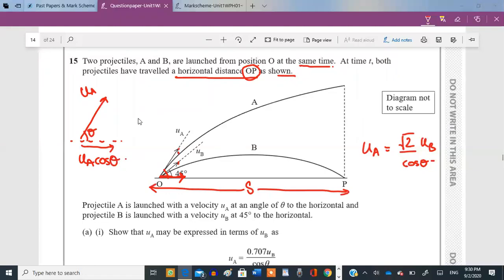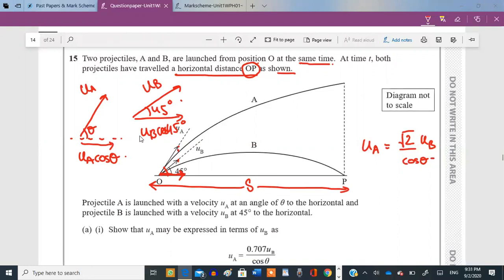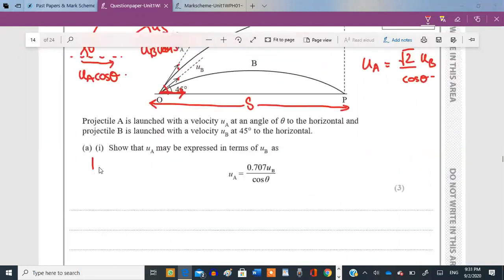The horizontal component of UB is going to be UB cos of 45 degrees because that's the angle over here. Once you have the two velocities, you've been given a time period during which the distance they both traveled was the same. Distance traveled by A is equal to the distance traveled by B. This is the first statement that you must write.